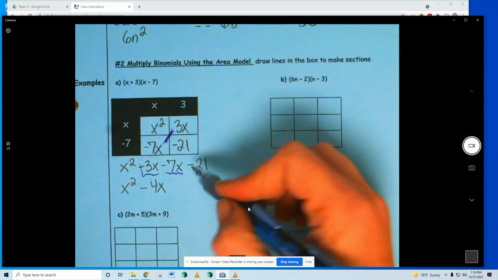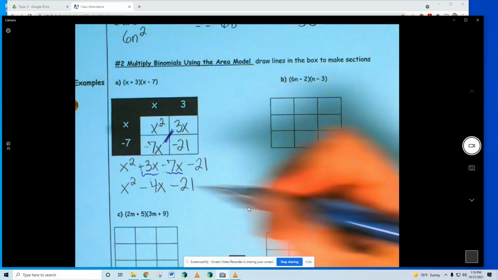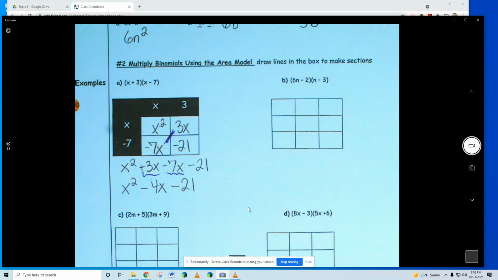And then the minus 21 is going to be all by itself. And I'm done. None of these terms can go together. They're all separate. They have different variable, different exponents. So x squared is alone. X to the power of 1 alone. My 21 is a constant. It's just a number alone. My answer is a trinomial.